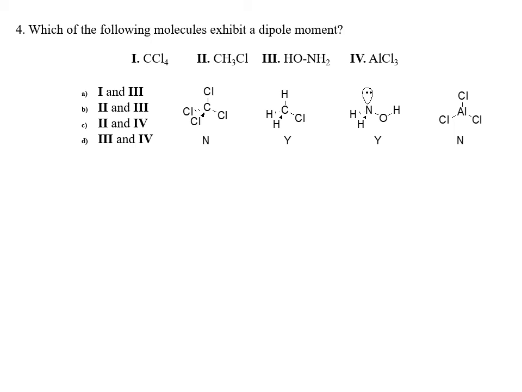Molecule 4 is aluminum trichloride, or just aluminum chloride. It's trigonal planar with 3 identical substituents on aluminum. And so even though each of the individual bonds is polar and is a dipole that way, 3 dipoles cancel each other out. So overall molecule is not polar. So in conclusion, only molecules 2 and 3 are polar, which means that B is the correct answer.